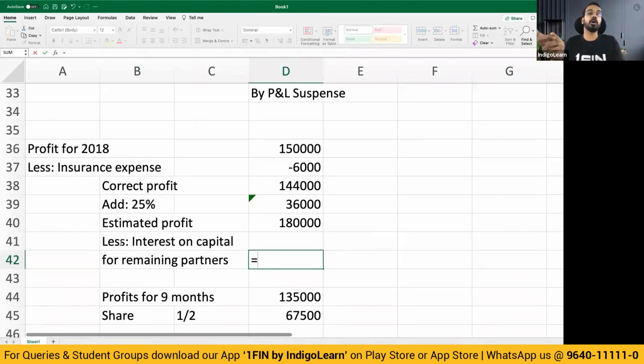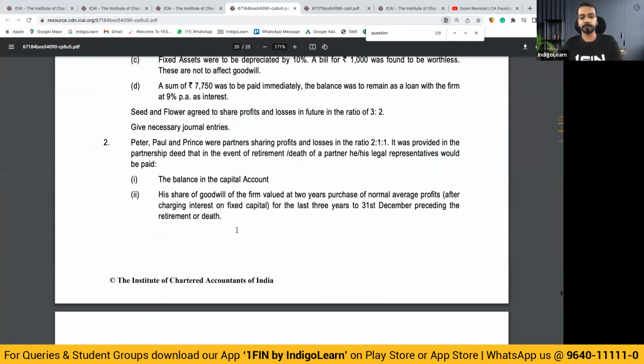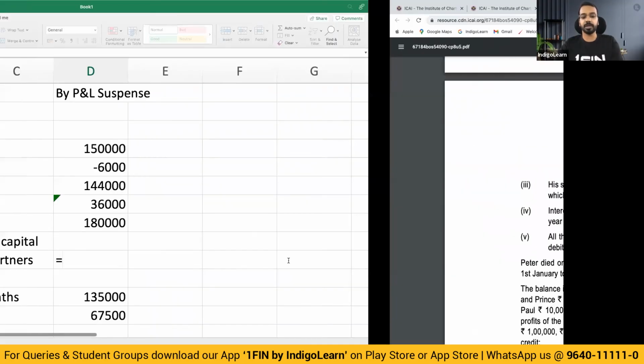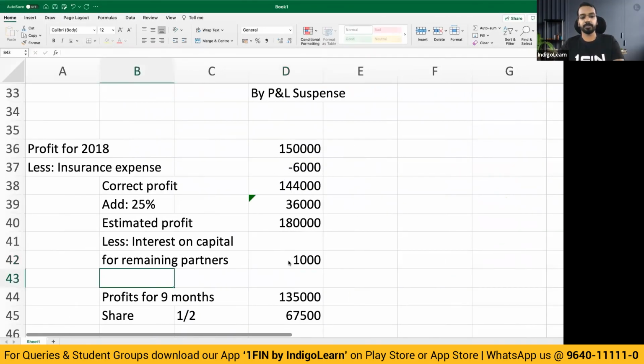So for all the partners, it was 2,000. For the remaining two partners, it will be 1,000 because their capital is half. The capital is 5,000 and 5,000. So interest will be 1,000 for the full year.